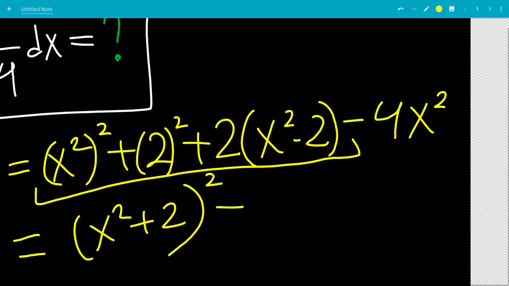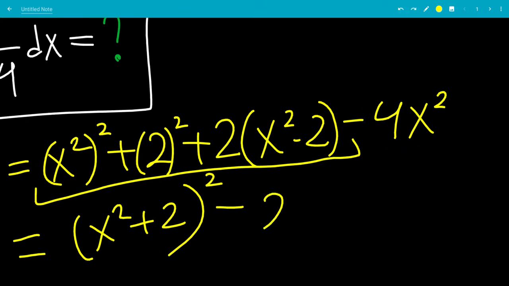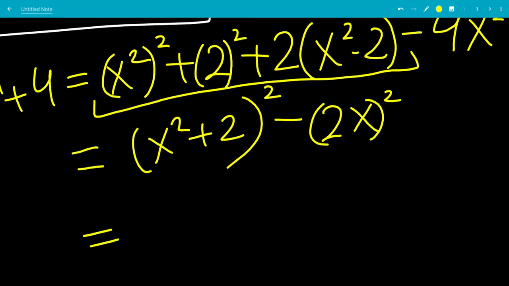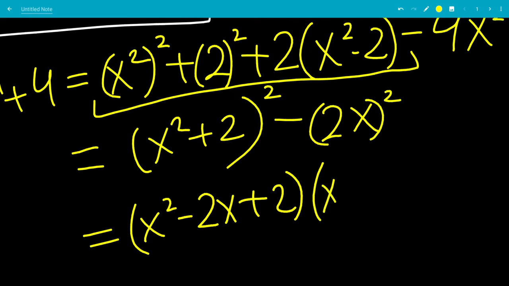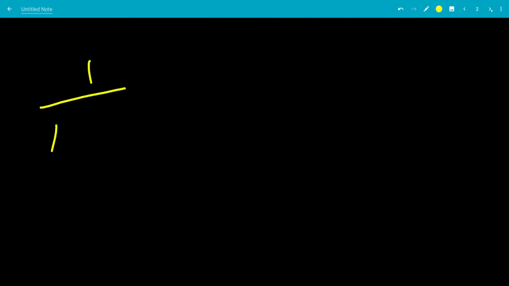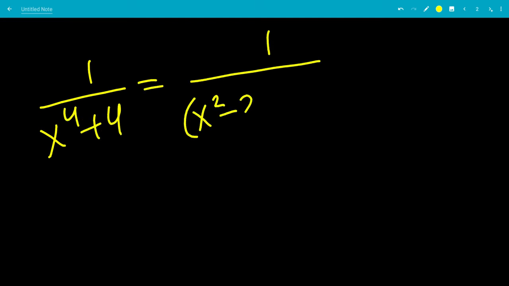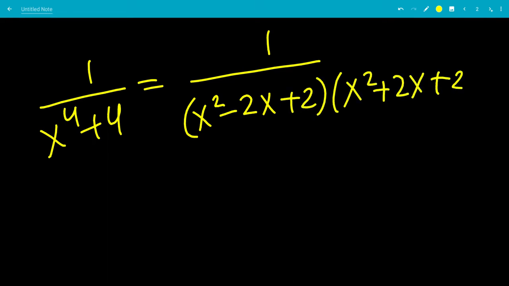And then we have minus 4x squared, can be written as 2 squared times x squared, which is 2x quantity squared. So now this is a squared minus b squared, which is a plus b times a minus b. We're going to write the 2x part in the middle, so it's in standard form. So we have x squared minus 2x plus 2 times x squared plus 2x plus 2. Okay, good. So 1 over x to the fourth plus 4 is 1 over x squared minus 2x plus 2 times x squared plus 2x plus 2.